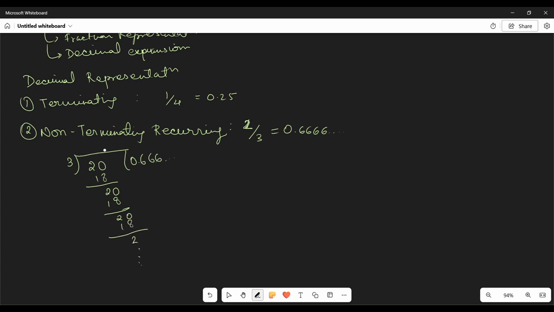While let us take another example of 2 by 3. What do we get as a result? We get 0.66666666 and so on. We can just keep on dividing further and further. It will never end. When does a division end? When the remainder becomes 0. So in this case, the remainder will never become 0. So we have to stop at a certain point.